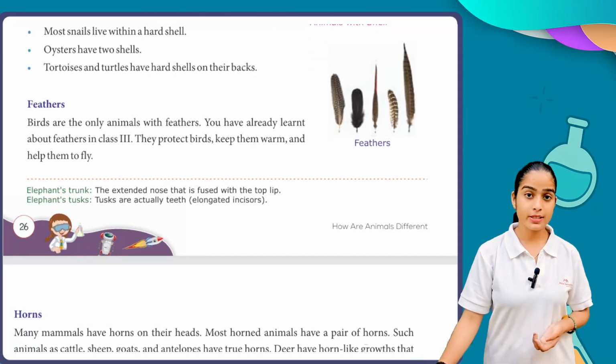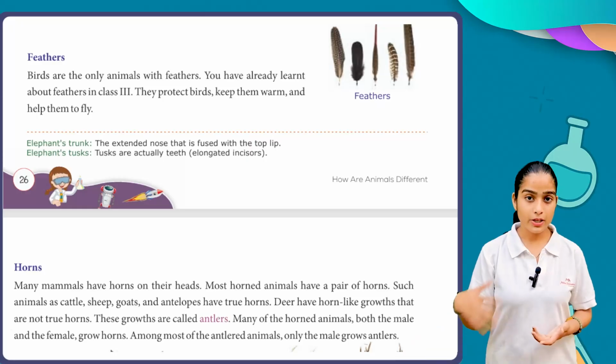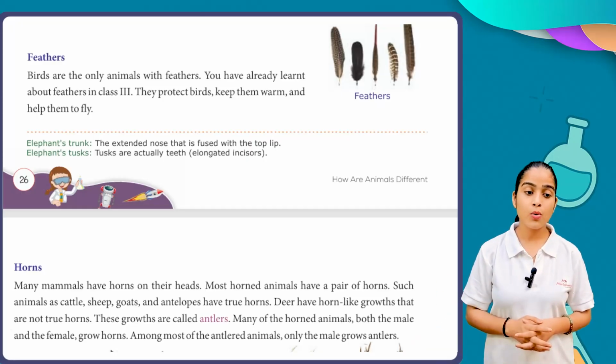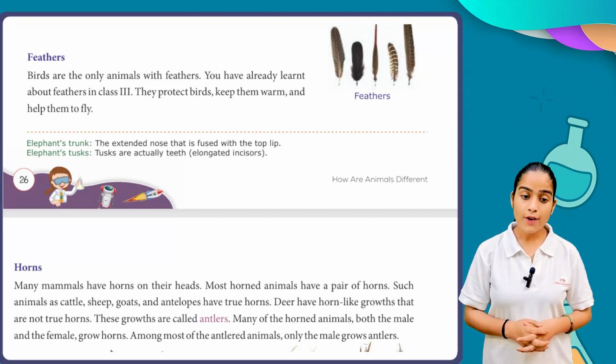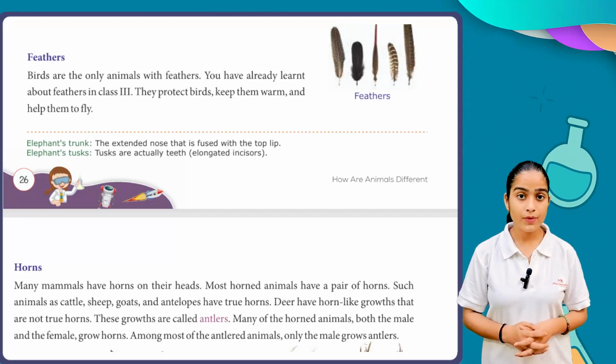Next we have feathers. As the name suggests, feather. So basically, birds have feathers. Birds are the only animals with feathers. You have already learnt about feathers in class 3. They protect birds, keep them warm, and help them to fly. So with the help of feathers, they can fly.